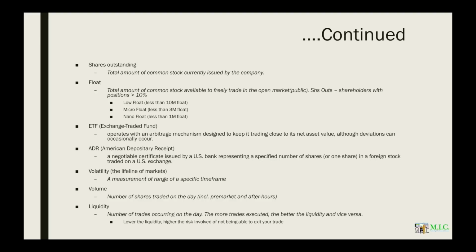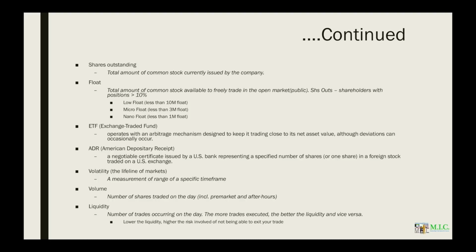Volume: the number of shares traded on the day, including pre-market and after hours. This is the number of shares, okay? Liquidity is the number of trades occurring on the day. This is different. Number of shares is just one share is one part in volume. Liquidity, this could be 4,000 shares executed on one trade, but that means that 4,000 will show in the volume, but only one trade will show.